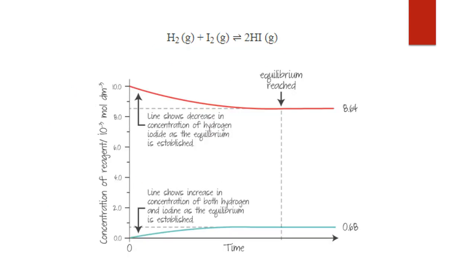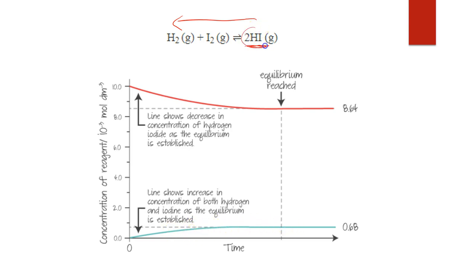So if we have a look now at using slightly different concentrations, okay, so now we are looking at the reverse reaction. So in this case, we're looking at the decrease in concentration of hydrogen iodide as equilibrium is established. So in this case here, we're now looking at the reaction from this perspective. Then we're going to look at the increase in concentration of hydrogen and iodine as the equilibrium is established.